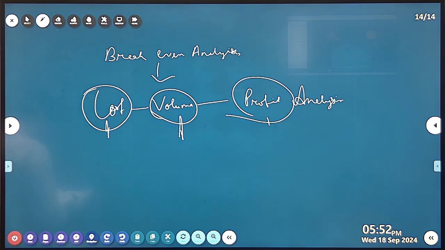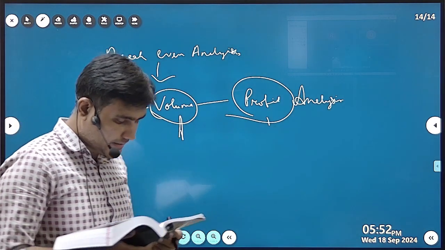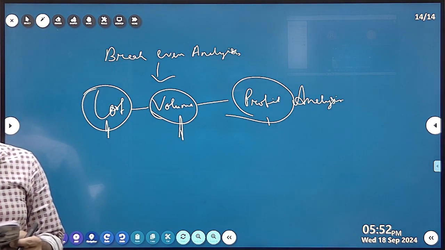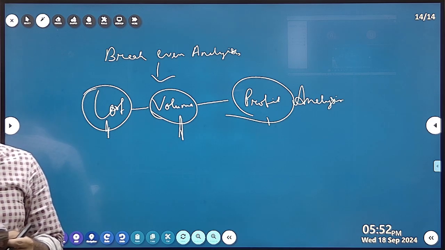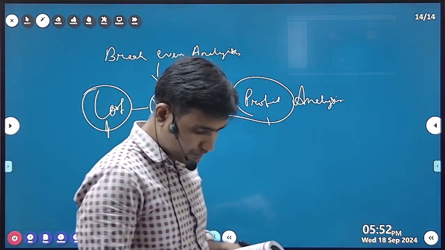Such profit planning is made with the variables, mainly cost, profit and volume. Such an analysis is called break even analysis. Through the chart, a relationship is established among the cost, volume and profit. It is called CVP analysis. This is what is written in the book also.